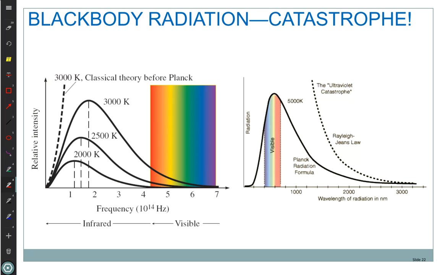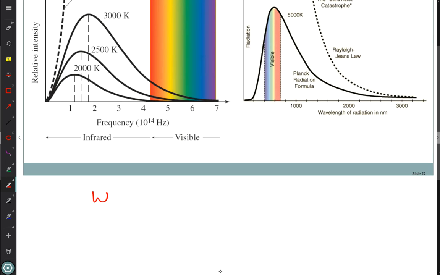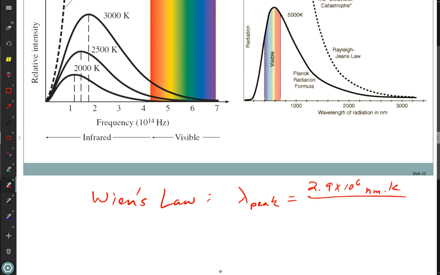And we have some laws that dealt with that. We have Wien's law. That says the wavelength that has the strongest emission is equal to a constant, I think that's 2.9 times 10 to the 6th nanometers times Kelvin, divided by the temperature. A simple relationship between the peak wavelength and the temperature.